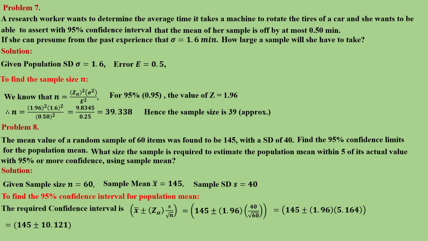So there are two values. First you take 145 minus 10.121, that is the lower limit. Then the second value, 145 plus 10.121, that is the upper limit. So 145 minus 10.121 is equal to 134.879. Then 145 plus 10.121 is 155.121, that is the upper limit, that is the confidence limit, right?